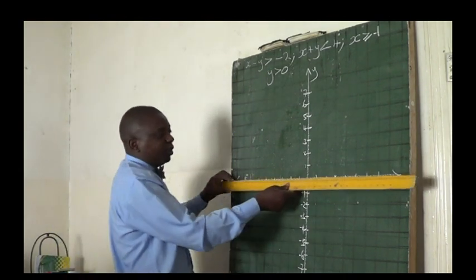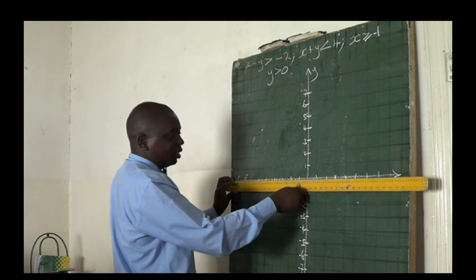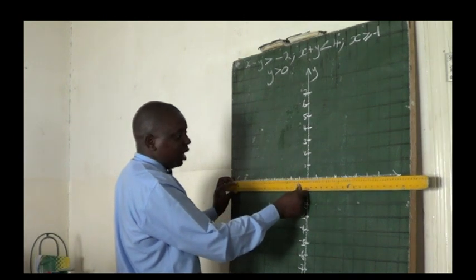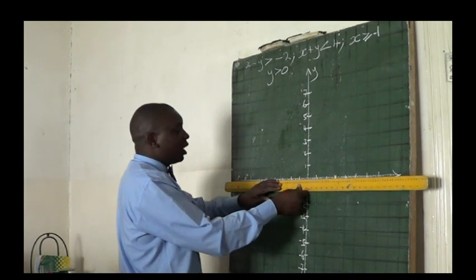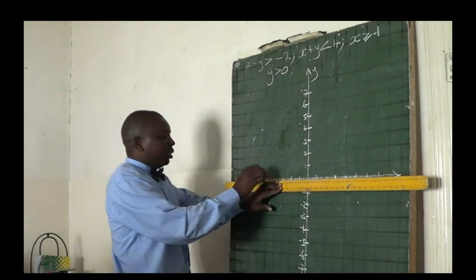Broken. So it must be a broken line. Y is greater than 0, a broken line.